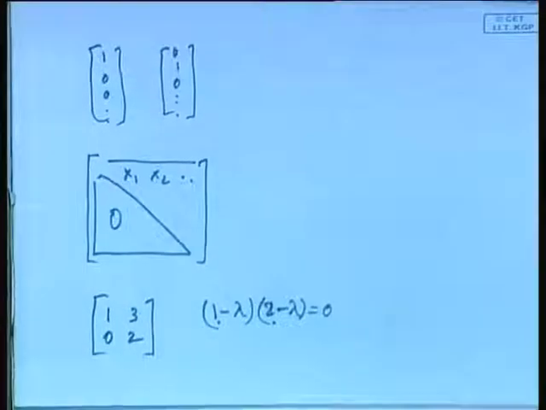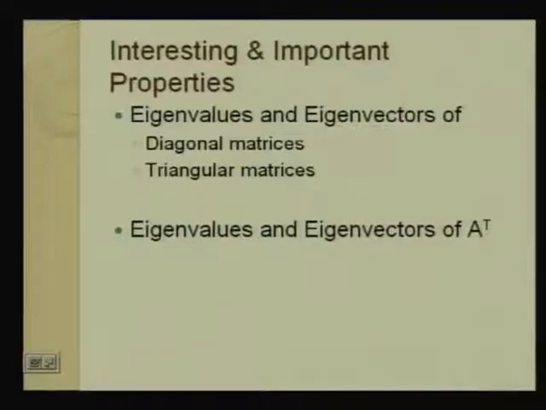So, for an upper triangular or lower triangular matrix, the eigenvalues all reside on the diagonal. This is also a very nice property. So, even if you have a very large matrix, if it is a triangular matrix, it is so easy to get its eigenvalues and eigenvectors. Also, what about the eigenvalues and eigenvectors of A transpose? Does it have any relationship with A?